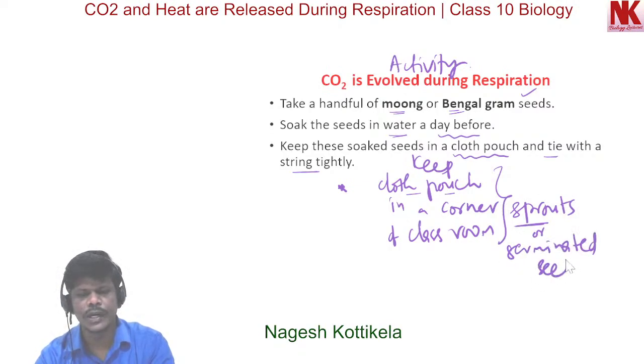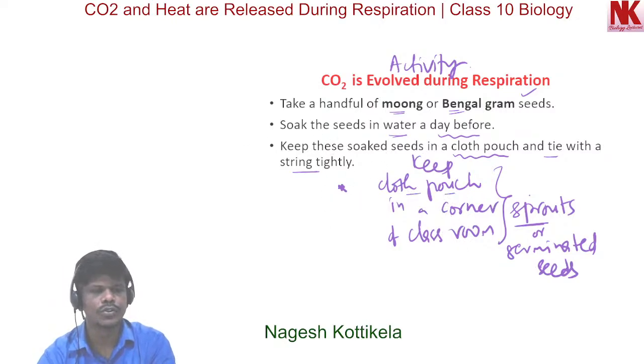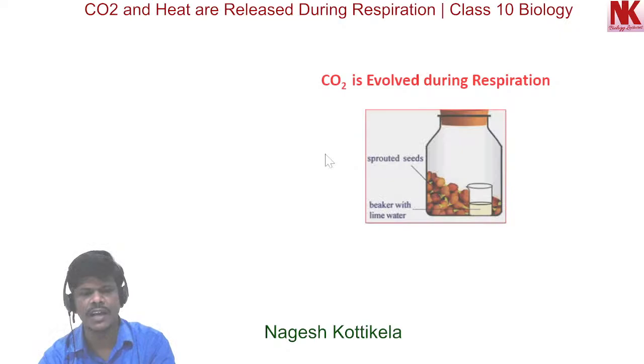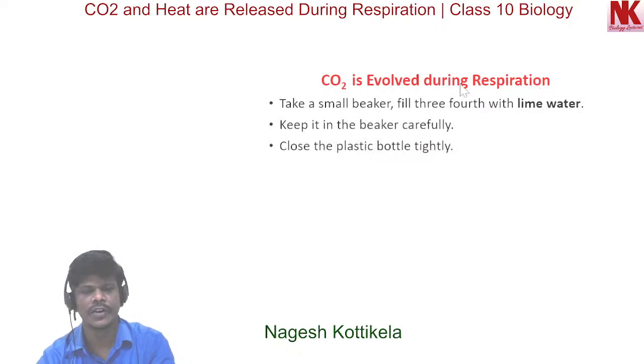Collect the sprouts or germinated seeds from the cloth pouch and keep them in a glass bottle. Around a 250 ml glass bottle can be taken, and they can be kept in that. Take a small beaker and fill 3/4 of the beaker volume with lime water.